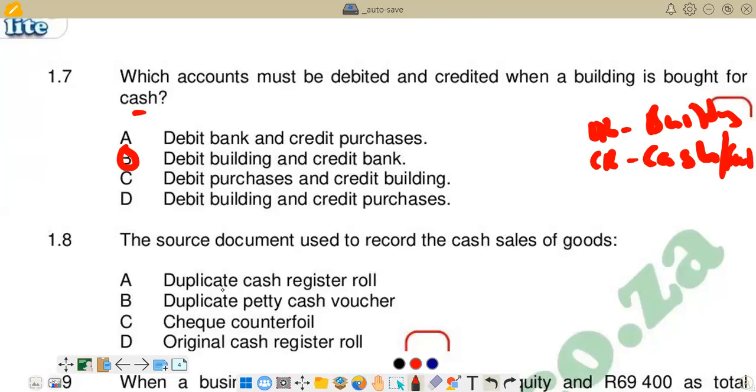Then on 1.8, the source document used to record the cash sales of goods. I remember we were saying sales on credit, but in this question, it's asking for the source document used to record the cash sales of goods. So you see that the most appropriate source document for cash sales of goods there is the duplicate cash register roll, which is the correct answer that we have there. Then we can go and look at the next one.